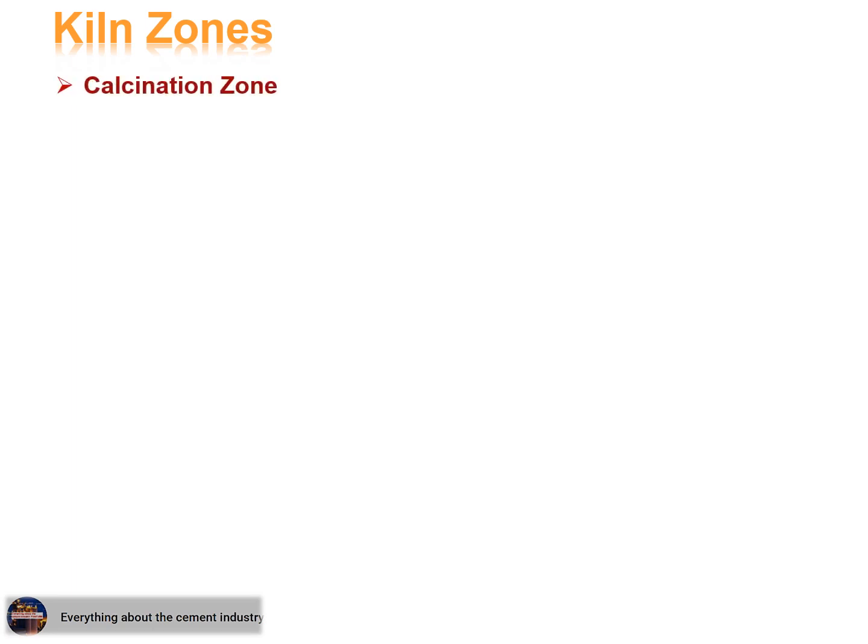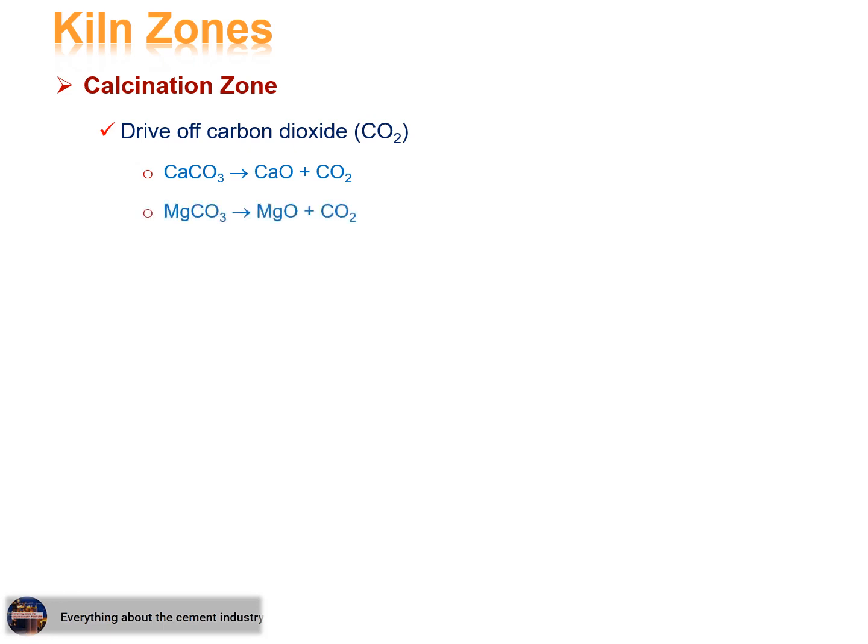Calcination zone. Drive off carbon dioxide, CO2. CaCO3 equals CaO plus CO2. MgCO3 equals MgO plus CO2. Endothermic reaction: heat is absorbed by the material.